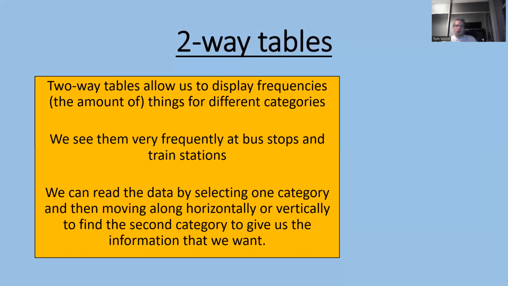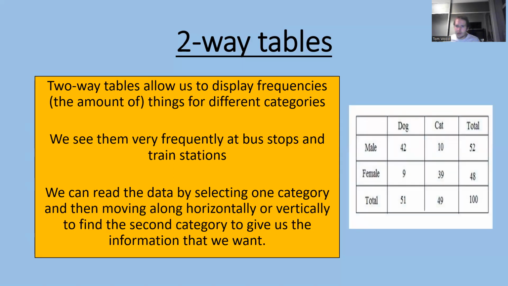Okay, so two-way tables then. These are ways that allow us to display frequencies, obviously frequency meaning the amount of things in different categories. We see them very commonly on bus stops and train stations. They're quite common. And we read them by selecting one category and then moving along horizontally or vertically to the second category that we want. So if I'm getting the train from Brighton to Southampton, I can look down and it will tell me maybe the time at which that train is going to arrive or how long that journey will take, or something to that effect.